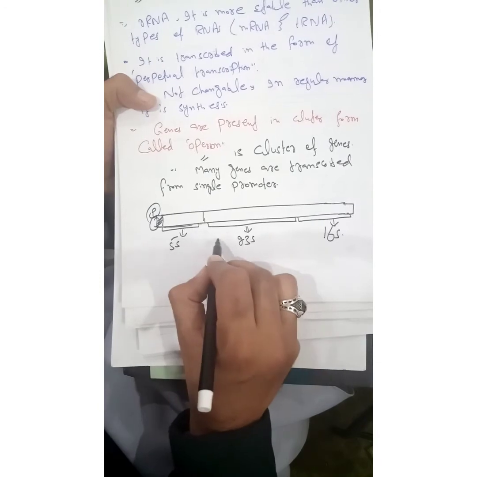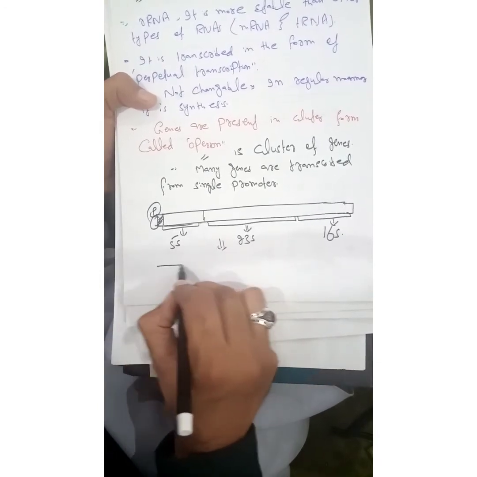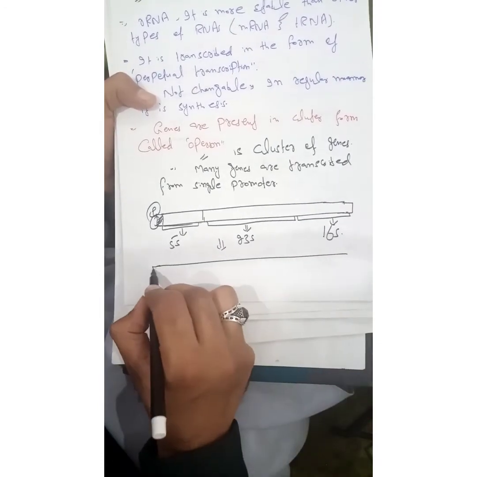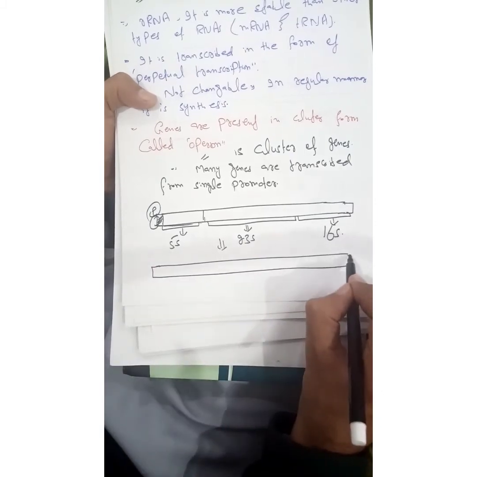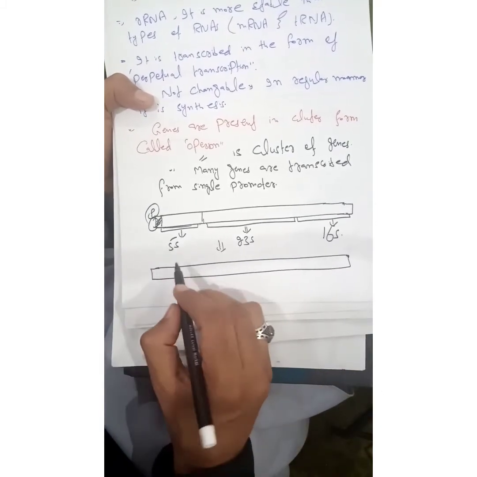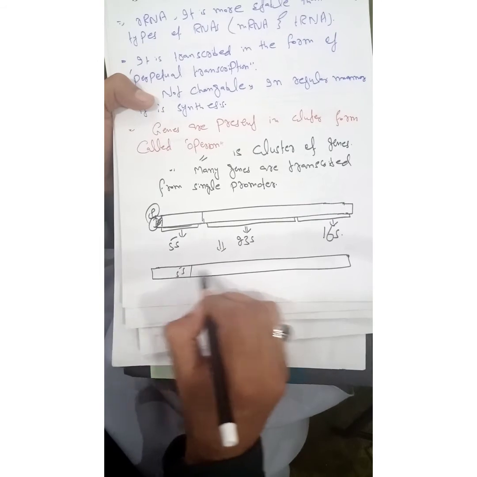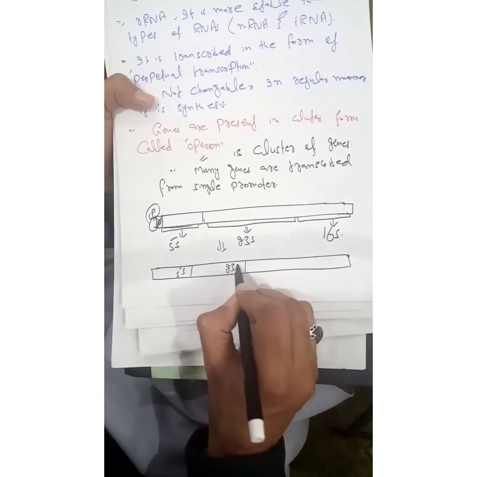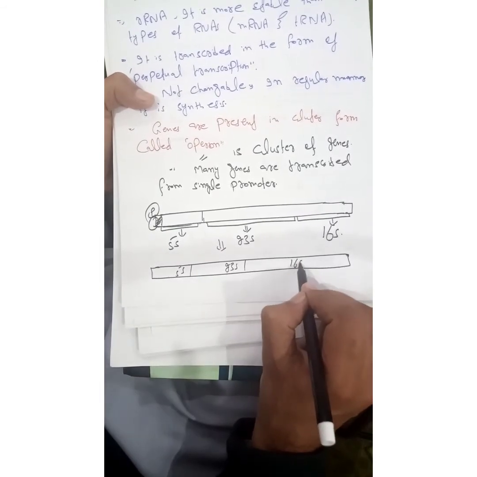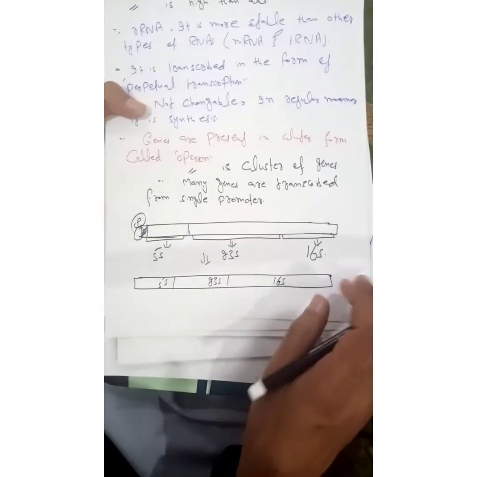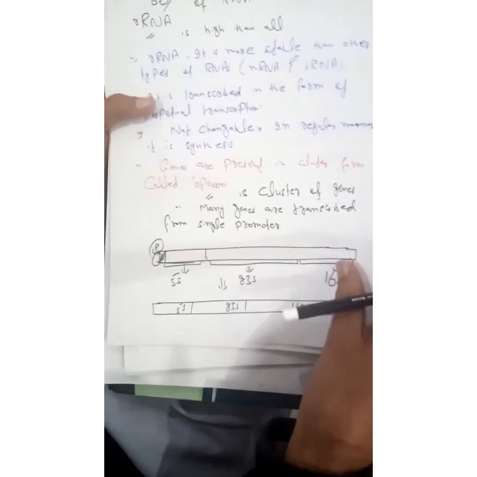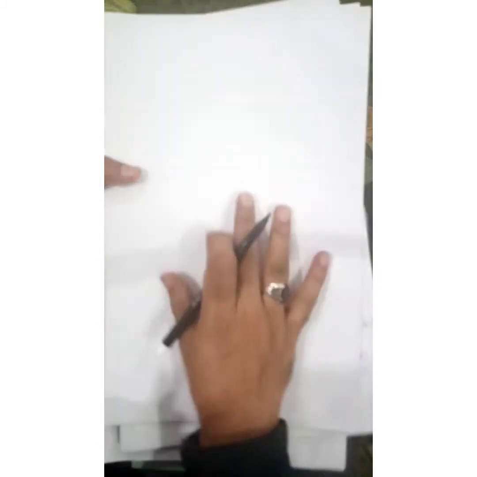For example, when they are transcribed, there will be one long chain of ribosomal RNA. This long chain contains the 5S, the 23S, and also the 16S. Now these 5S, 23S and 16S are in the premature form, as I have mentioned.